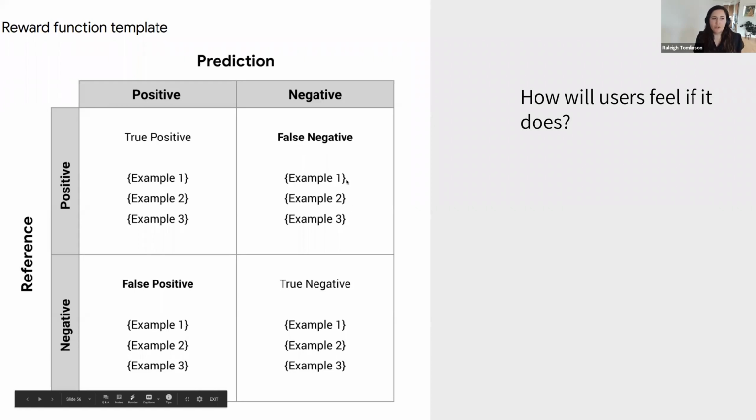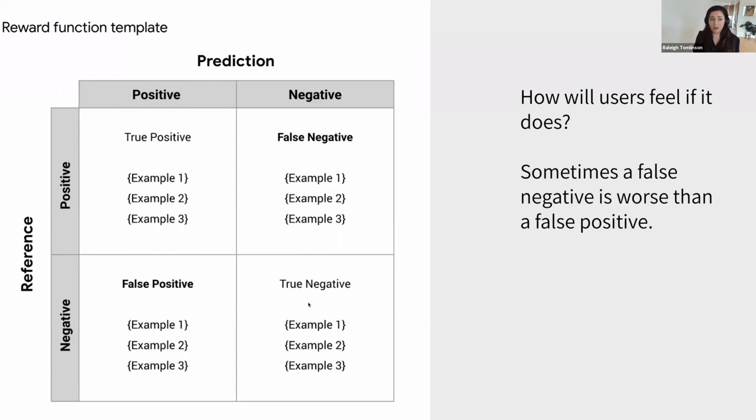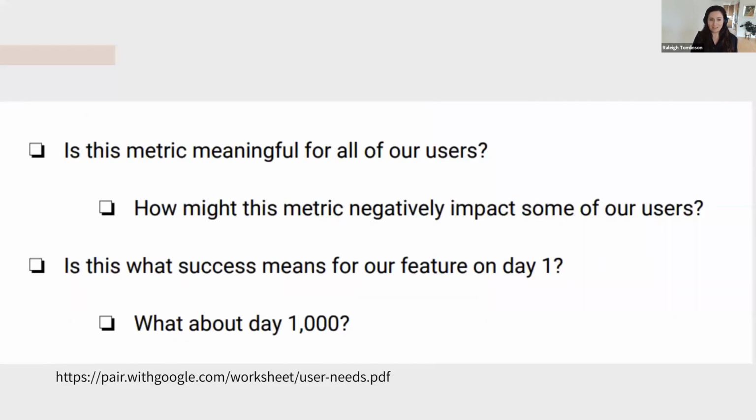But there are some situations where a false negative or a false positive have detrimental effects. You want to be conscious of that and not only user test your platform, but also edge case test. So what is the worst thing that can happen? When you're building these metrics, you can ask, is this metric meaningful? How might this metric negatively impact some of our users? And back to what does success mean on day one? What about day 1000?